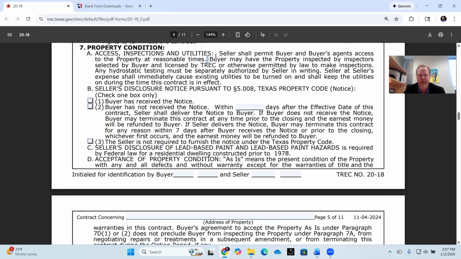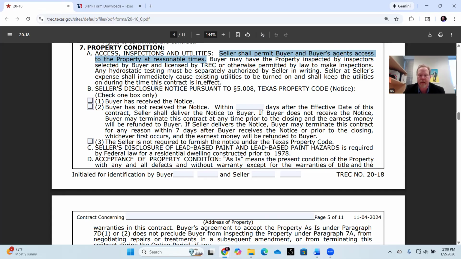Stop. Now, I want to point this out right here because it says the seller shall permit buyer and buyer's agents access to the property at reasonable times. So what that means is that the buyer does not need an inspection period to come into the property. They can come in to view the property. They can come in to inspect it themselves, to take measurements. Now, at reasonable times, part of that might mean they can't come in every day, but if they want access to the property, the seller has to make arrangements to get them access to that property, typically through their buyer's agent.